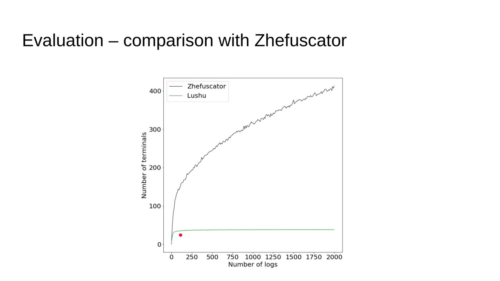And you can see here that the grammar Lushu produces converges very quickly, and it's much smaller than the Zhefuscator grammar. So when we reach 2,000 logs at this point, our grammar is about 10 times smaller than the Zhefuscator grammar. So it's much smaller. And this is the main contribution of our work compared to the previous one.